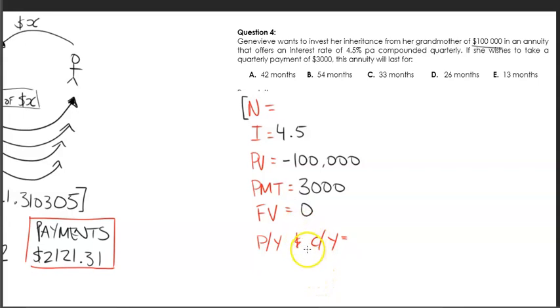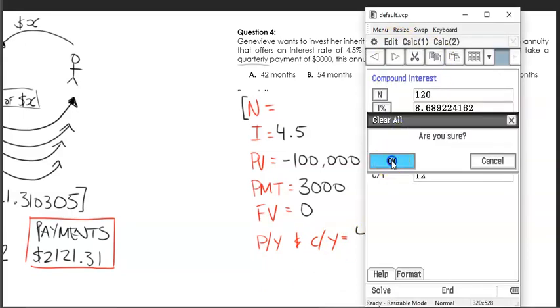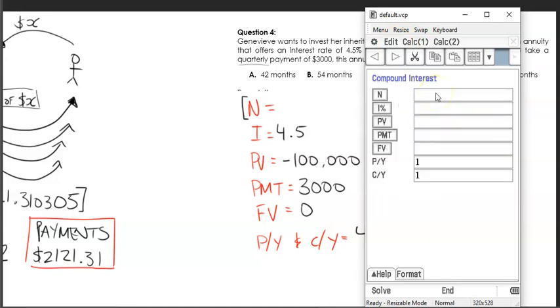And we're going to see how long this will last until it's all run out, so our future value will be $0. Now the PY and the CY, we're generally used to using 12 because it's compounded monthly. But here it's compounded quarterly, so she's going to be taking a quarterly payment. There are 4 quarters within a whole year, so PY and CY will be 4. We'll go ahead and clear this. In the compound interest mode, we're going to skip the end value, 4.5 for the interest, negative 100,000 for the PV, PMT 3,000, so how much she wishes to take out, 0, 4, and 4.